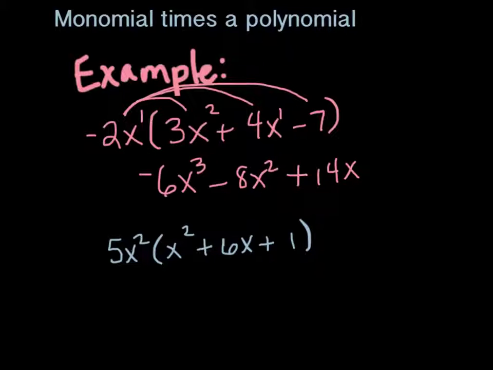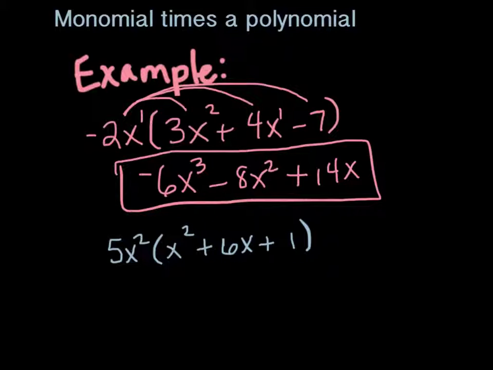Now none of these are like terms, because they all have different exponents. So that's a 3, that's a 2, that's a 1. So you can't combine them. You can only add and subtract like terms, and none of these are. So this is as simple as our answer will be.